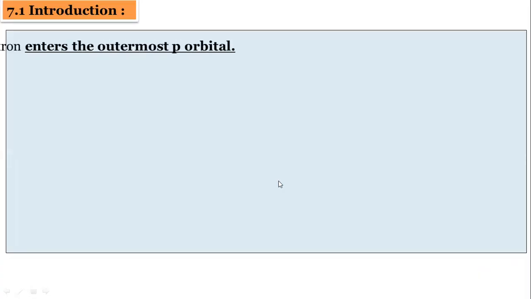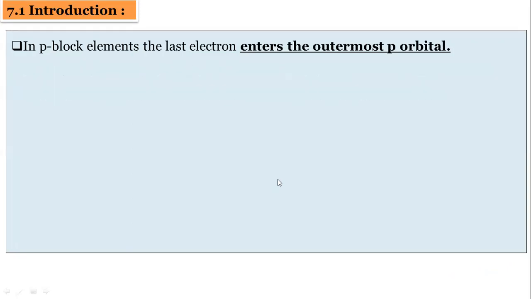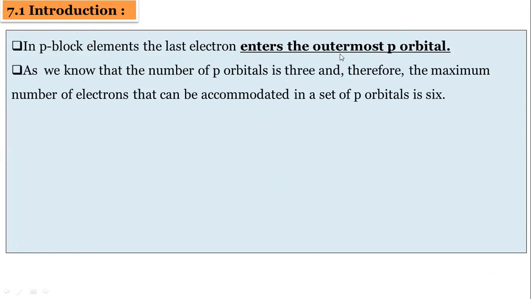So in the introduction part, these are the p block elements. And why are these p block elements? Because the last electron enters the outermost p orbital. So if you write the electronic configuration of group 16, group 17, and group 18, we find that the last electron enters the outermost p orbital. That's why it is called p block elements.